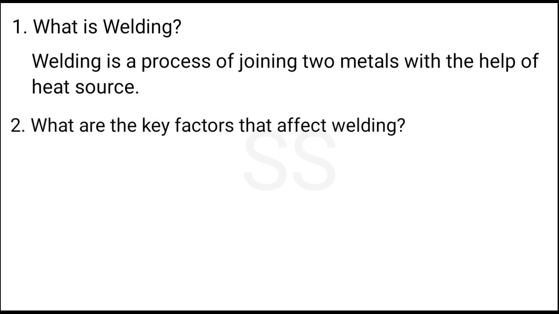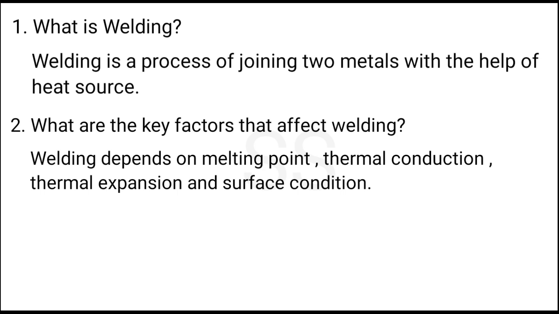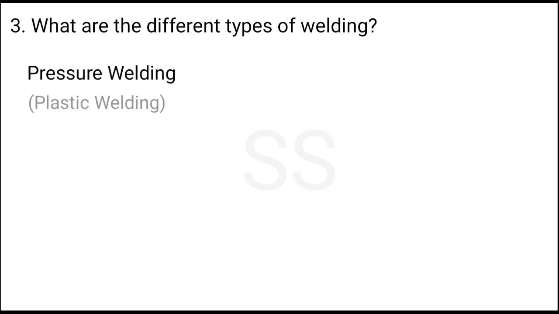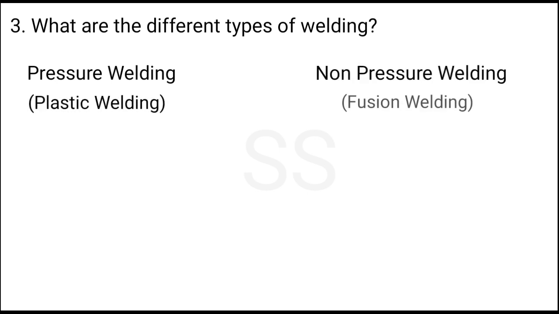What are the key factors that affect welding? Welding depends on melting point, thermal conduction, thermal expansion, and surface condition. What are the different types of welding? Welding can be classified into two types: pressure welding, which is also known as plastic welding, and non-pressure welding, which is also known as fusion welding.